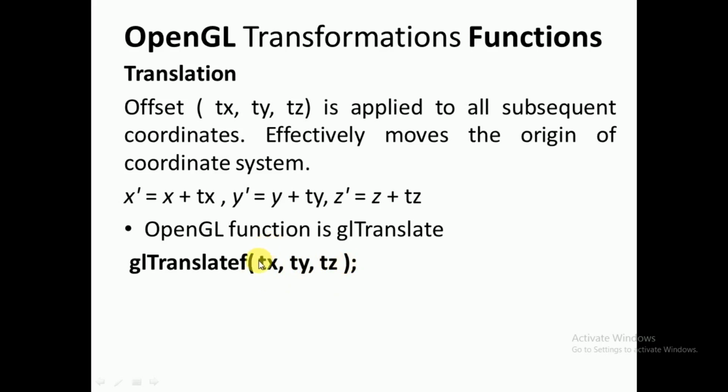You specify by how many units you want to move in the X direction, how many units you want to translate in the Y direction, and how many units in the Z direction. Z is given in 3D; in 2D it is 0. Then automatically tx is added to the original x and ty is added to the original y. This is the OpenGL API available for translation.